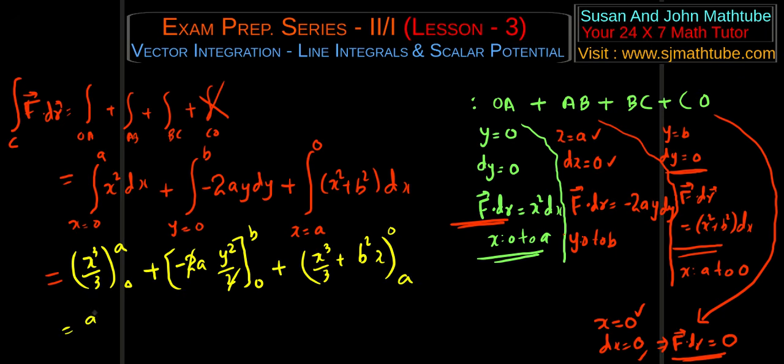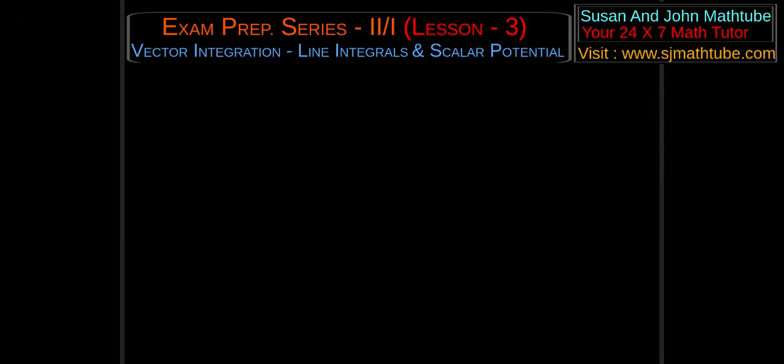and that will be a cubed by 3 and, if you put the upper limit, minus ab square, and plus, when you put the upper limit, you're going to get 0 minus a cube by 3 minus b square into a. So the final answer is minus 2ab square.